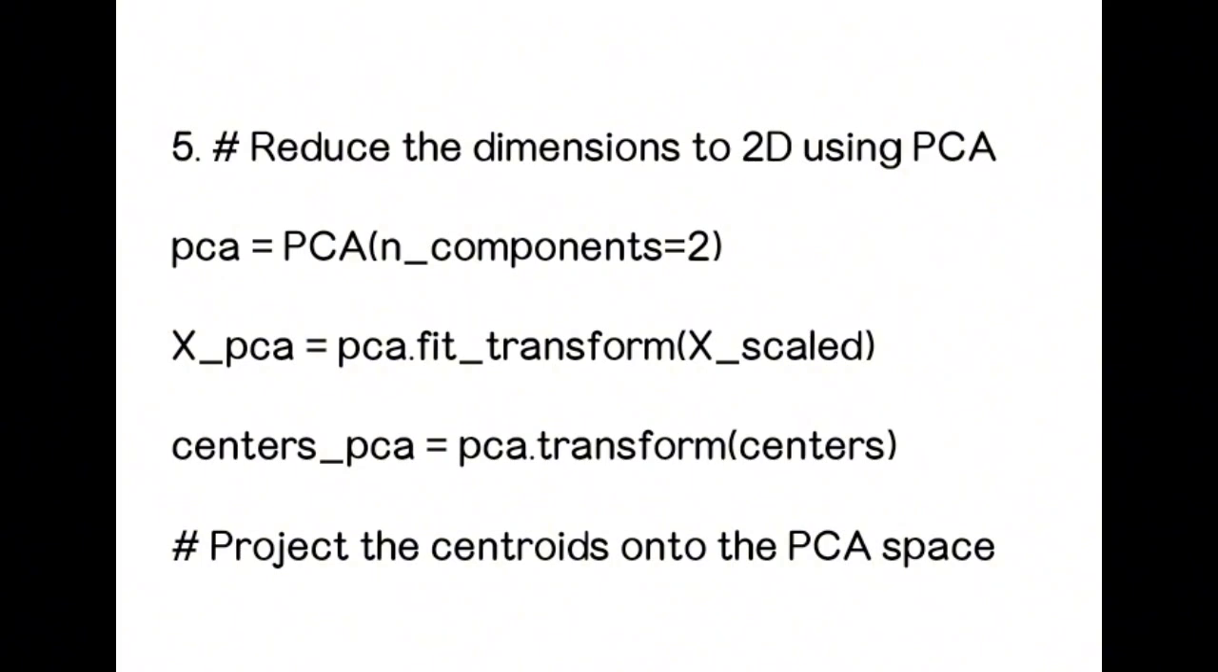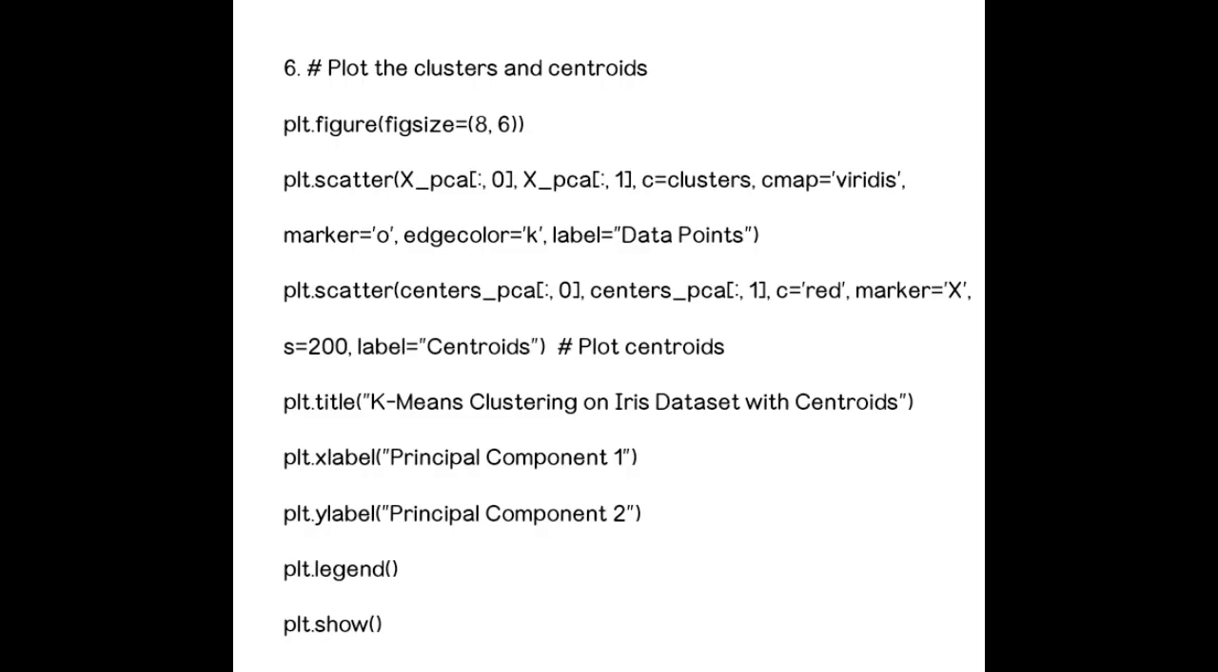This code reduces the data and cluster centers to two dimensions using PCA, storing the transformed data in X_pca and the transformed cluster centers in centers_pca for visualization. The code visualizes the 2D PCA-transformed data points colored by cluster, along with red markers showing the cluster centroids.